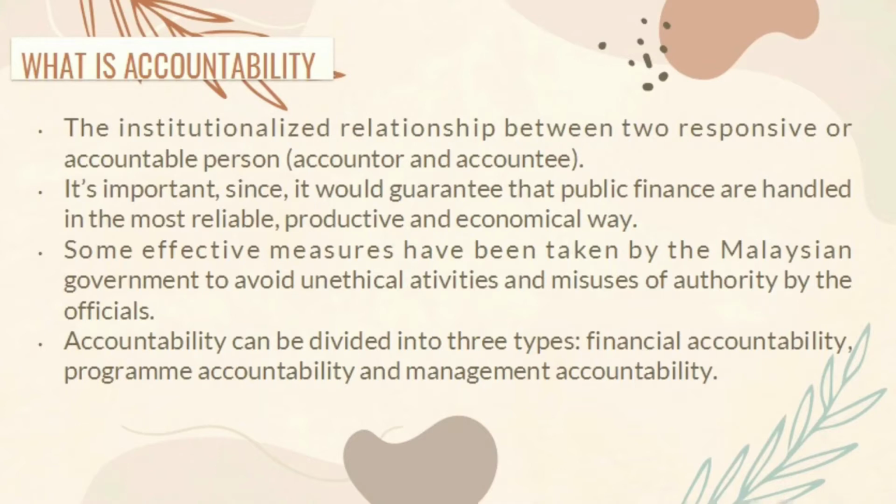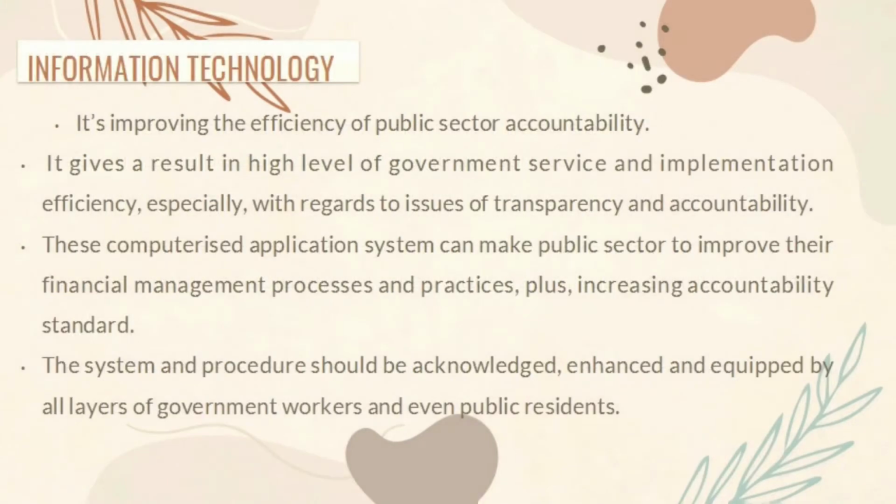For the last point, accountability can be divided into 3 types from the public sector viewpoint, which are financial accountability, program accountability, and management accountability. Those types of accountability concentrate on the input, output, and outcome elements, respectively. Thus, concerns are about the proper utilization of resources, output efficiency, and outcome effectiveness. Next slide is about information technology, which is IT.